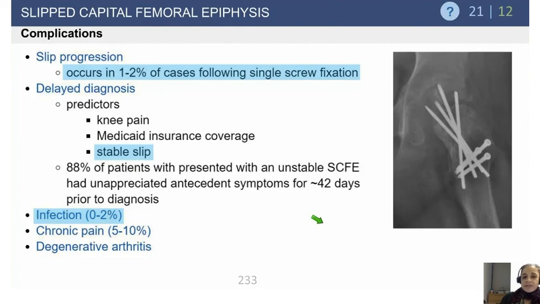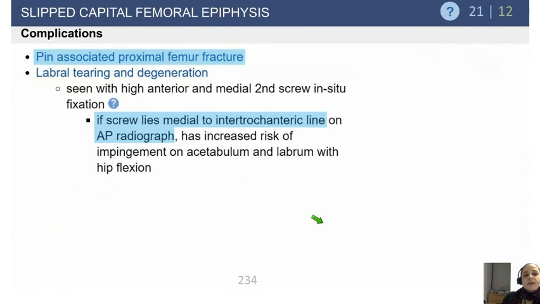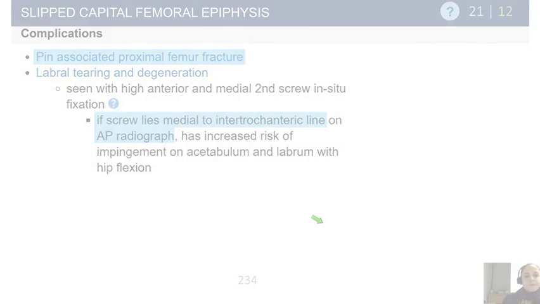And delayed diagnosis, we actually touched on earlier, but the literature basically shows that delayed diagnosis can be anywhere from about a month to up to about 17 weeks. So 17 weeks was the average delay in diagnosis that we most recently found when we looked at this. And things that can contribute to delay in diagnosis are knee pain, if the slip is stable, and poor insurance. There can be proximal periprosthetic fractures and labral degeneration, as we talked about before.